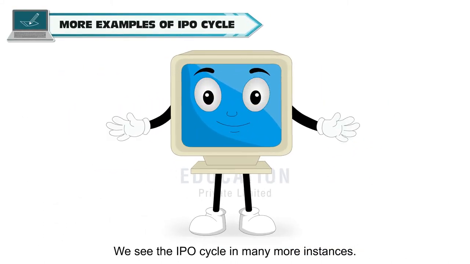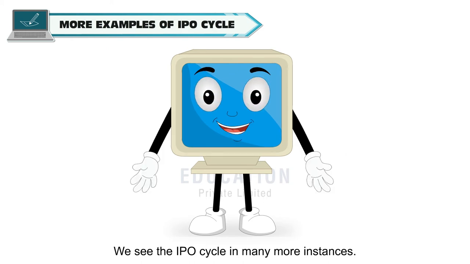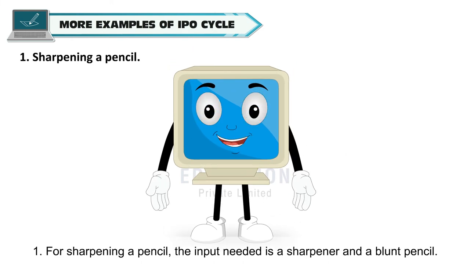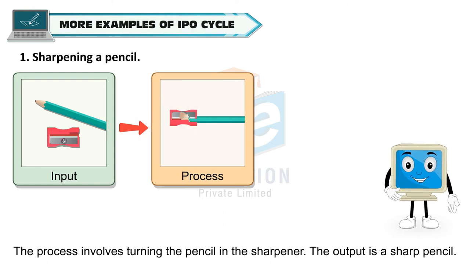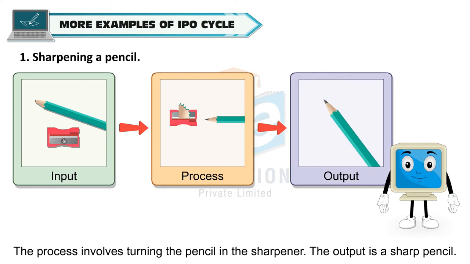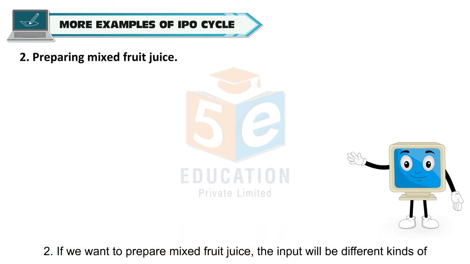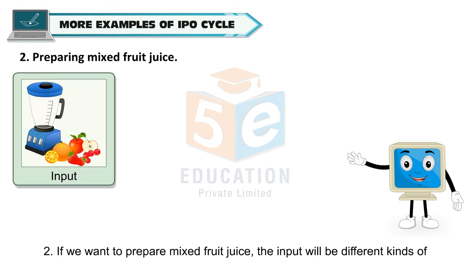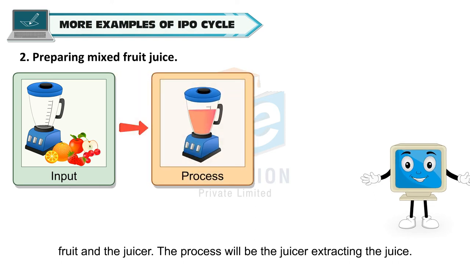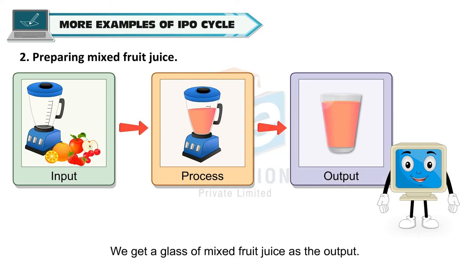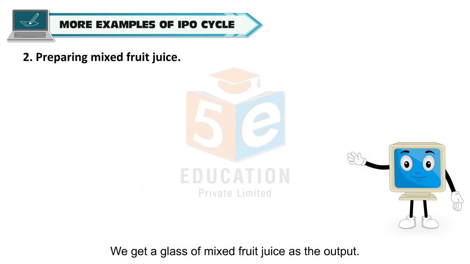We see the IPO cycle in many more instances. For sharpening a pencil, the input needed is a sharpener and a blunt pencil. The process involves turning the pencil in the sharpener. The output is a sharp pencil. If we want to prepare mixed fruit juice, the input will be different kinds of fruit and the juicer. The process will be the juicer extracting the juice. We get a glass of mixed fruit juice as the output.